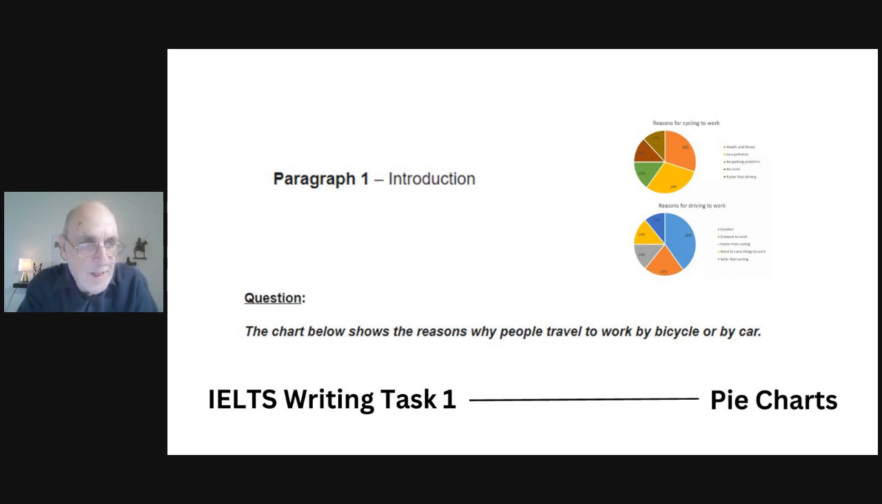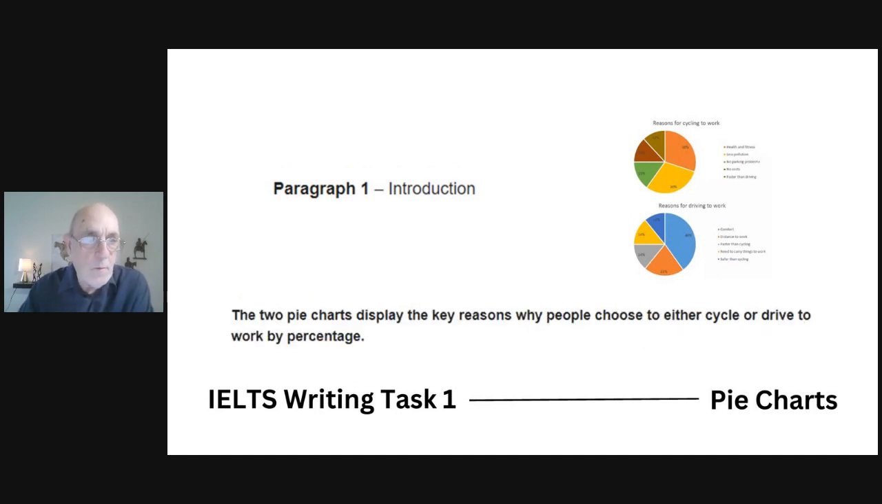And as I mentioned earlier, the first thing we want to do is just look at how the question describes the charts or the diagram or table that we're looking at. And in this case, the question specifically says, the chart below shows the reasons why people travel to work by bicycle or by car. So when it comes to writing our introduction, all we want to do is simply rewrite the question in our own words. We want to use synonyms and we want to paraphrase. And so for our introduction, we're simply going to reword the question in our own words and say the two pie charts display the key reasons why people choose to either cycle or drive to work by percentage.